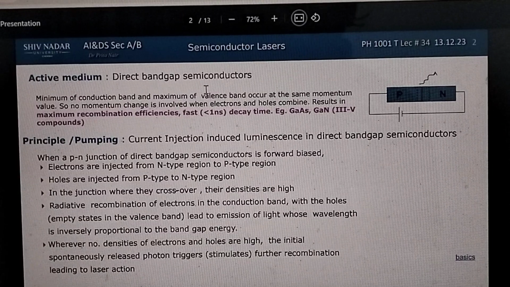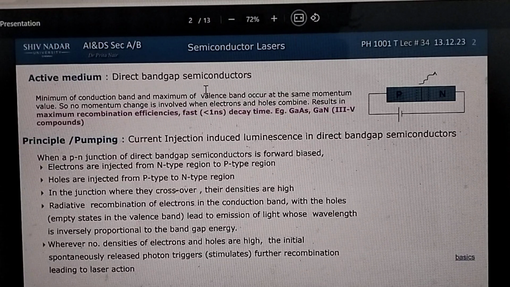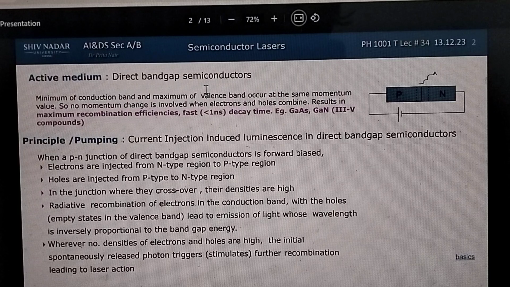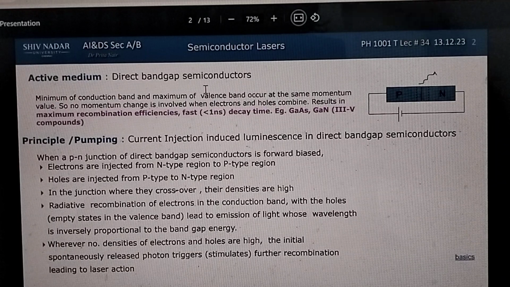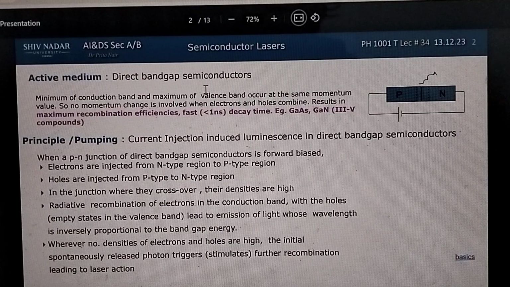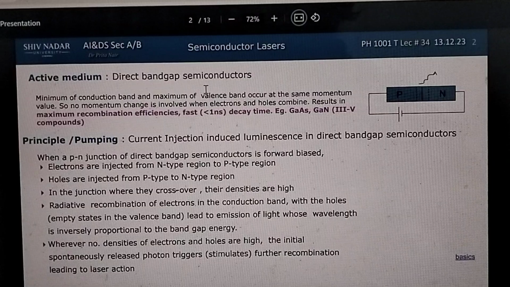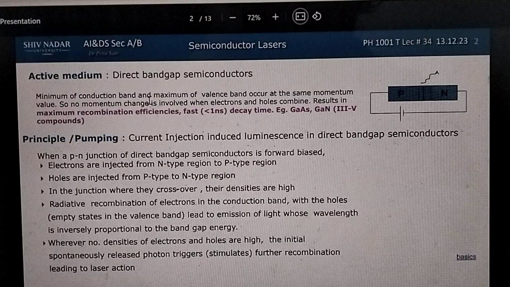Just to quickly refresh your memory, the minimum energy level at the conduction band and the maximum energy level in the valence band both occur at the same momentum. So when an electron from the valence band is going into the conduction band, for example, it simply moves directly from this energy level to that energy level. It does not spend time searching for an energy level with the same momentum. So maximum recombination happens and very fast. So that is a direct band gap semiconductor.